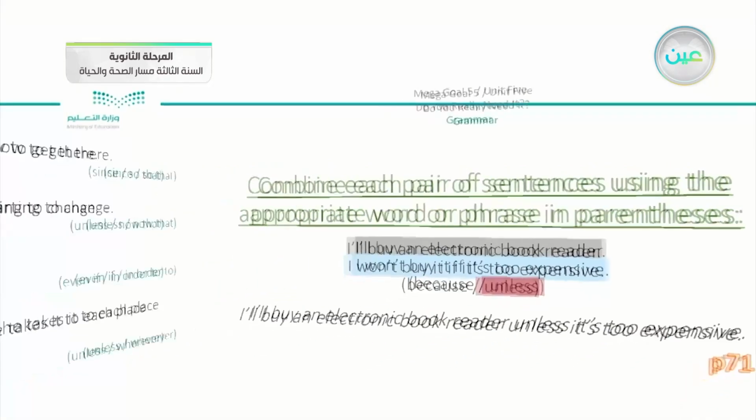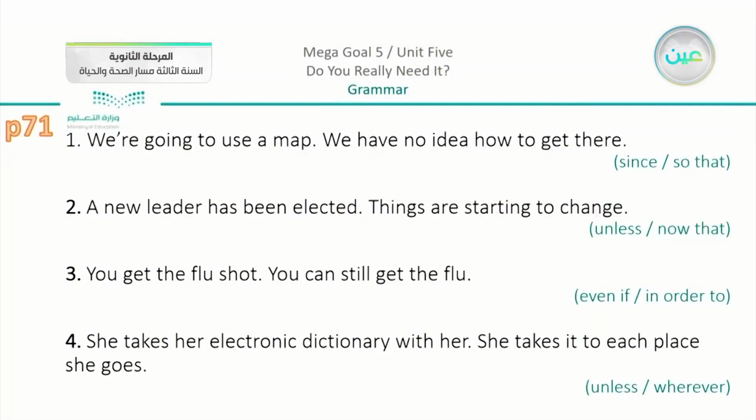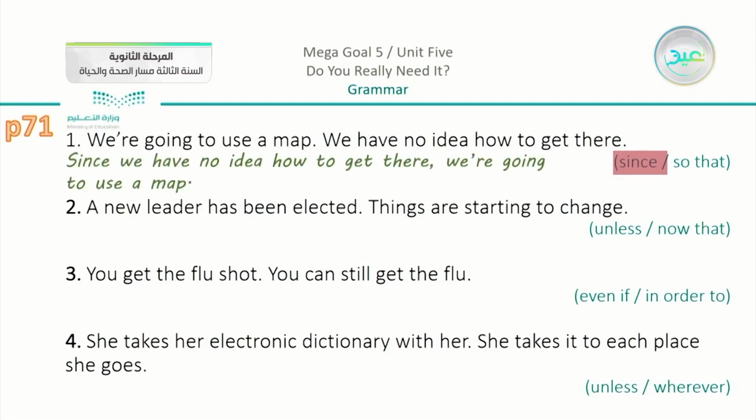We are going to start with our exercises. Now we have here, we're going to use a map. We have no idea how to go there. Now we have here 2 choices. We have here since and so that. We're going to use a map. We have no idea how to go there. So I need a reason for using the map here. So I'm going to choose since this time, and we can join the sentences saying, since we have no idea how to get there, comma, we're going to use a map.